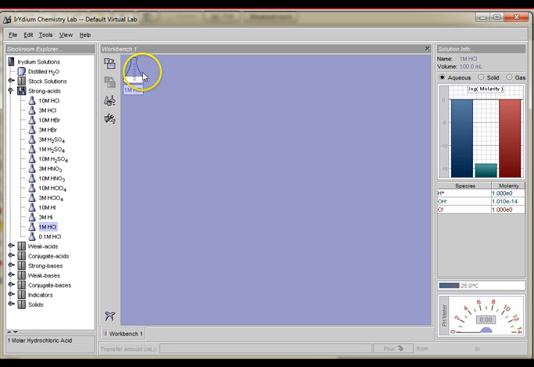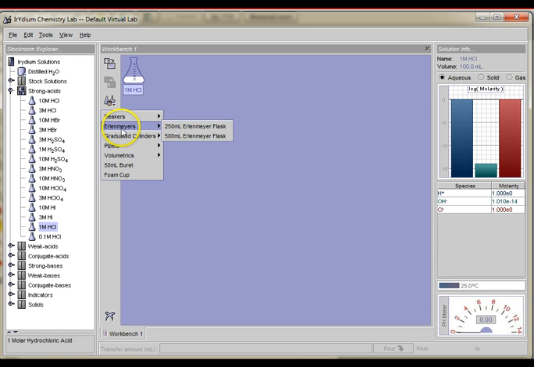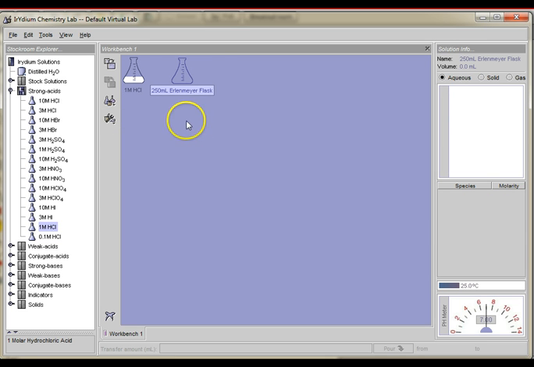Alright, from the glassware section, we take a 250 ml Erlenmeyer flask. Conical flask and Erlenmeyer flask are interchangeable words. These are all basically the same. Erlenmeyer flask is just the more scientific name, and conical flask is named because of the shape.